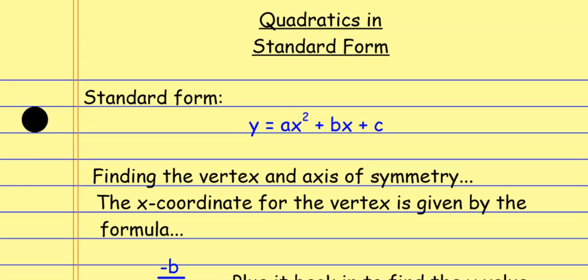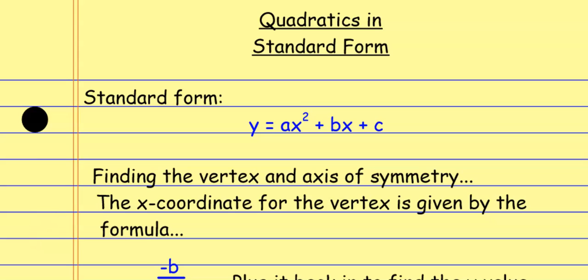Hi there, folks. Today we're looking at quadratics in standard form. Standard form for a quadratic is y equals ax squared plus bx plus c. It's essentially when it's solved for y. And standard form is how we typically see these things written, all right?